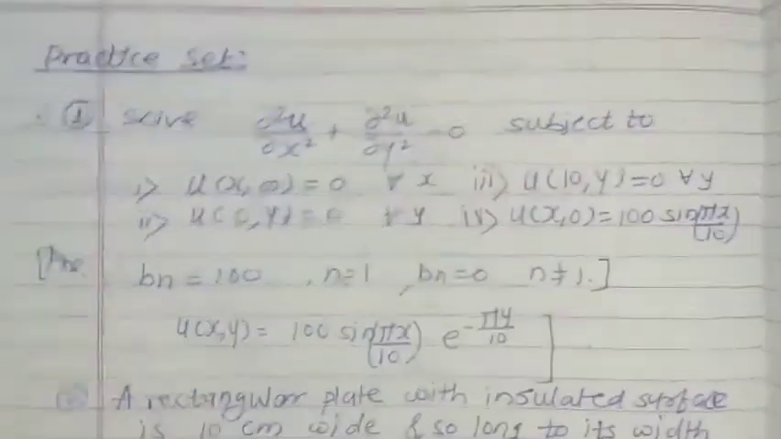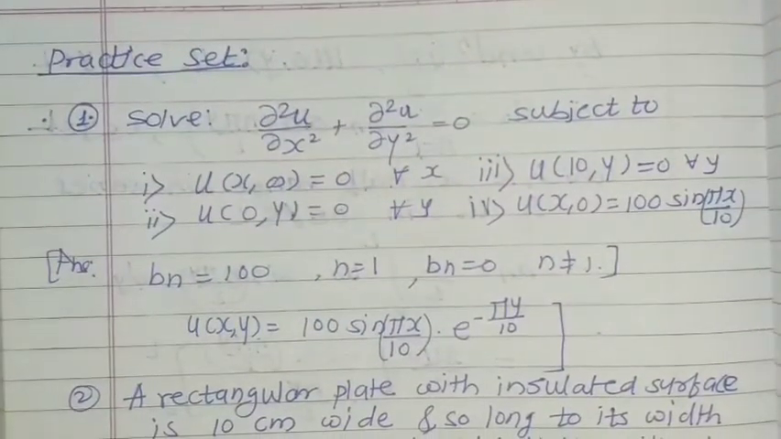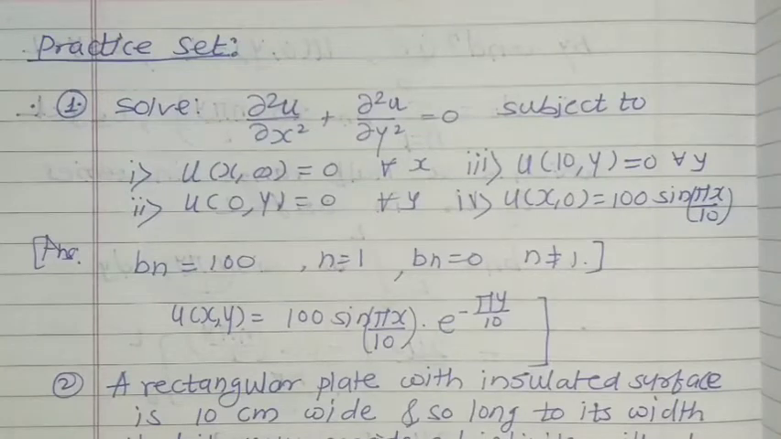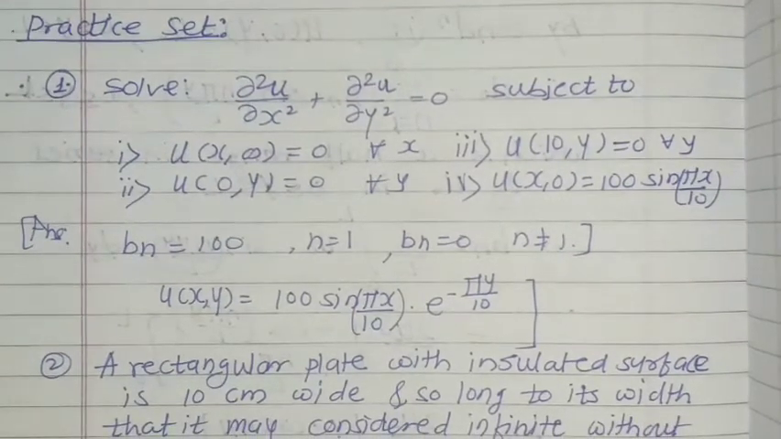The first one is: solve del 2u by del x square plus del 2u by del y square equal to 0 subject to these four conditions: u of x comma infinity equal to 0 for every x, second condition u of 0 comma y equal to 0 for every y, third u of 10 comma y equal to 0 for every y, and u of x comma 0 equal to 100 times sin pi x by 10.